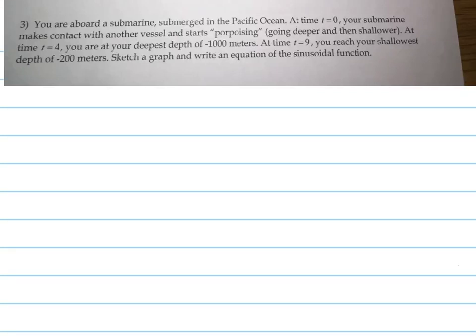All right, here's another sinusoidal word problem. It says that you're aboard a submarine, submerged in the Pacific. At time t equals 0, your submarine makes contact with another vessel. This is a fuller number, you do not even need that. And it starts porpoising, going deeper and then shallower.